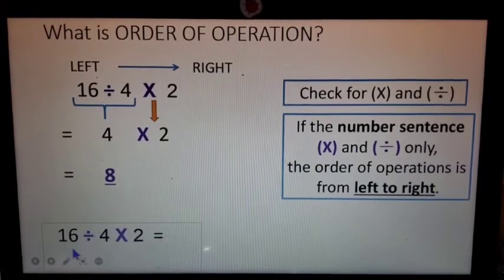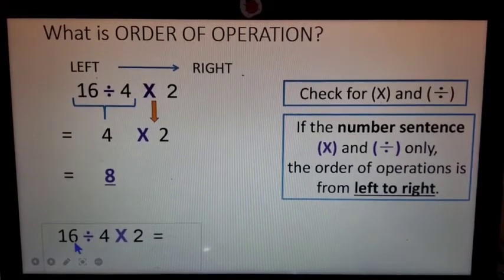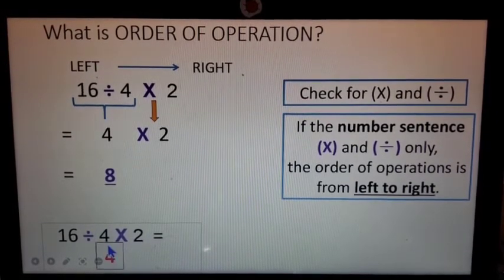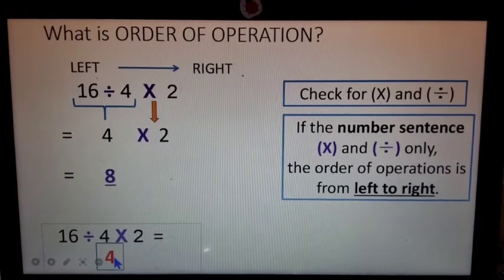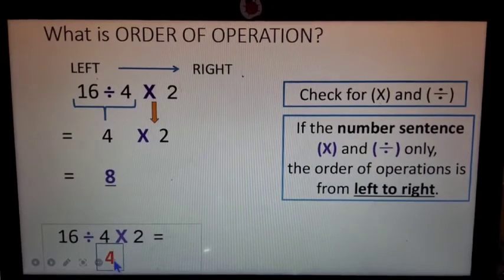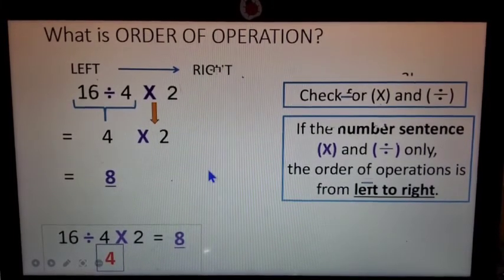And the same goes for this method. 16 divided by 4 is 4. I bring the answer below. I write it down below. And then from this 4 you times with 2. And you got 8. Okay.